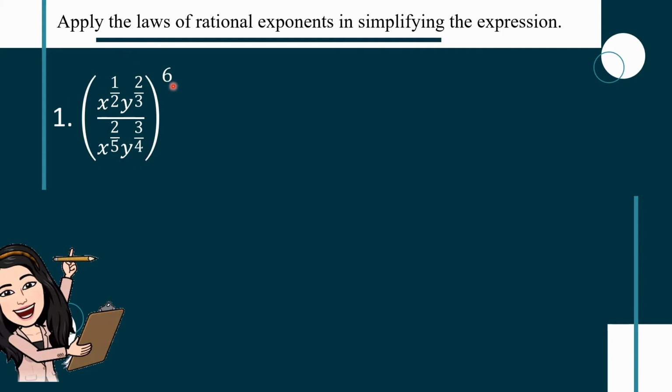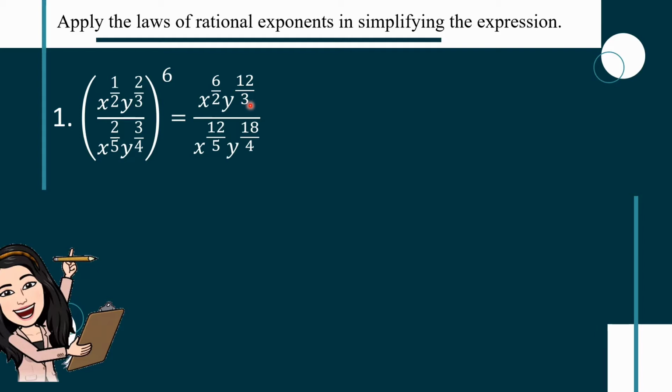So, applying the laws of exponents or rational exponents, i-distribute natin si 6, yung power, sa bawat number. So, x raised to 1 half times 6. So, that is, ayan, x raised to 6 over 2. Bakit naging 6 over 2? Ito po yan, minultiply na natin. 1 times 6, 6 over 2, at ito pong 6 ay may denominator na 1. Kaya 2 times 1 is 2. Then y, 2 times 6, 12 over 3.